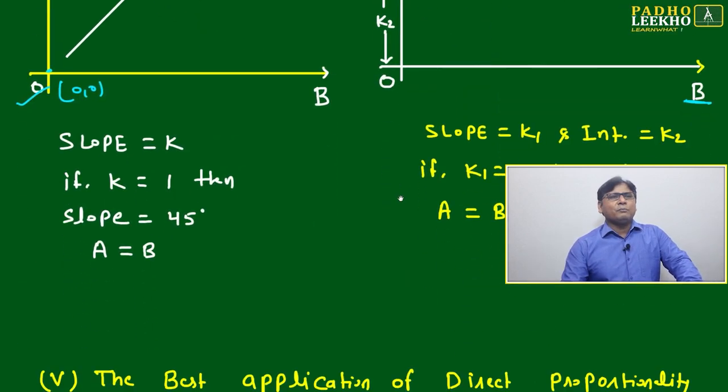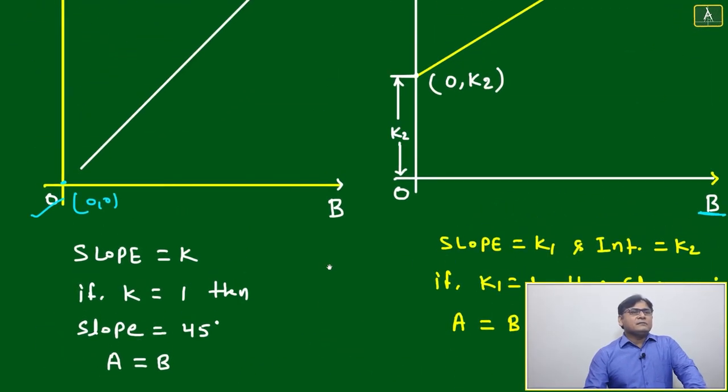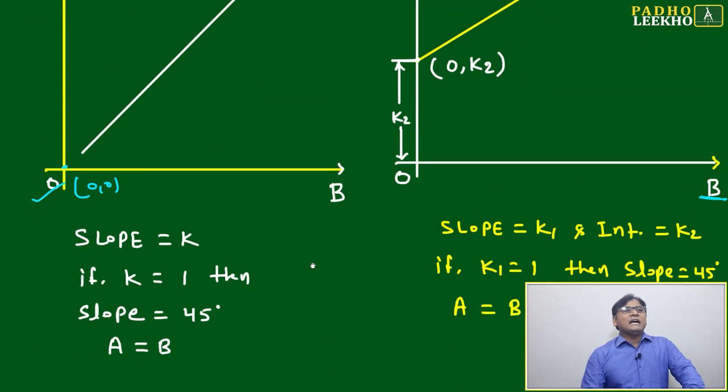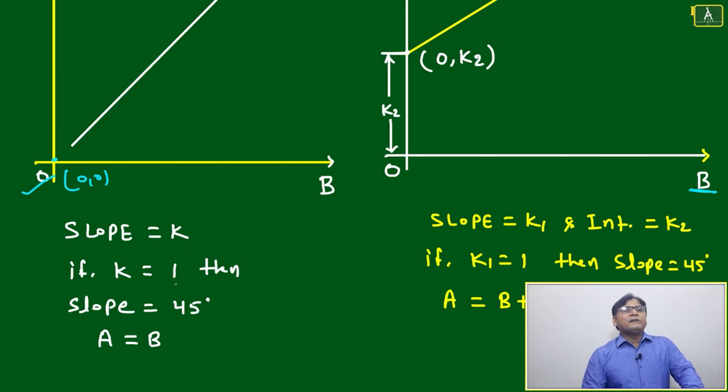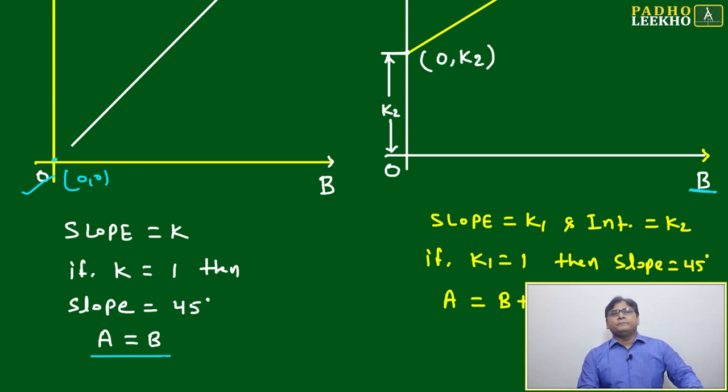Very simple, not complicated. Based on the slope, we will be able to decide a few things if it is given. Like here slope is equal to K. If K equal to 1, then the slope will be exactly 45 degrees. Means we can say the relation will become A equal to B. This directly proportional relationship will become A equal to B.